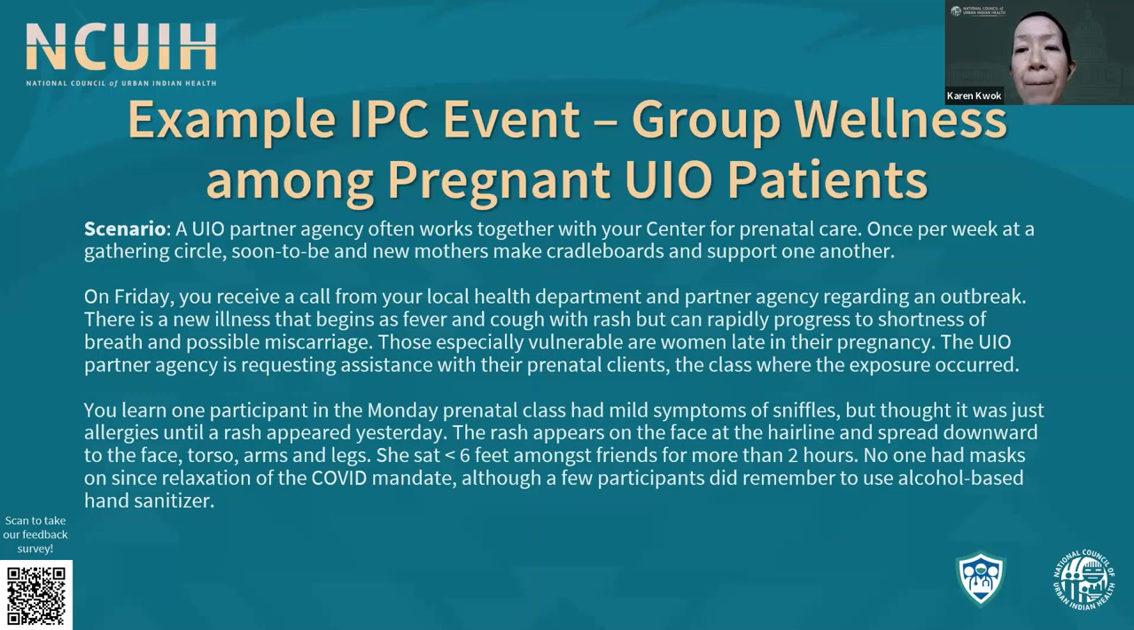A UIO partner agency often works together with your Center for Prenatal Care. Once per week at a gathering circle, soon-to-be and new mothers make cradle boards and support one another. On Friday, you receive a call from your local health department and partner agency regarding an outbreak. There's a new illness that begins as fever and cough with rash, but it can rapidly progress to shortness of breath and possible miscarriage. Those especially vulnerable are women late in their pregnancy.